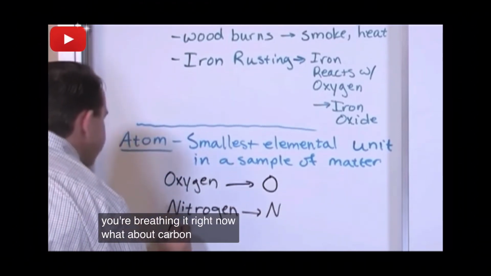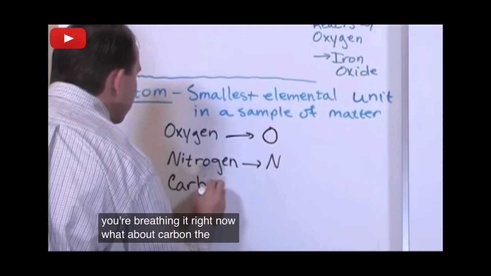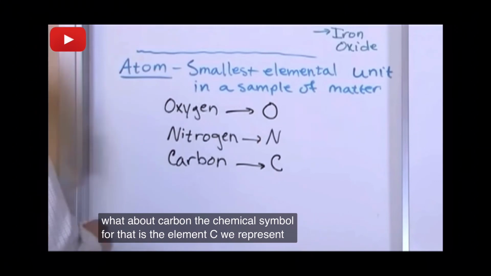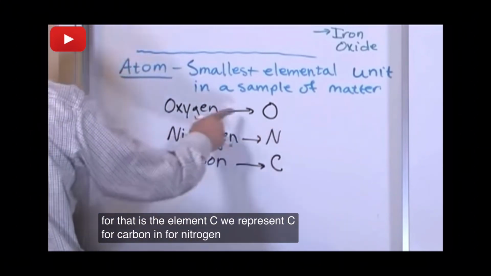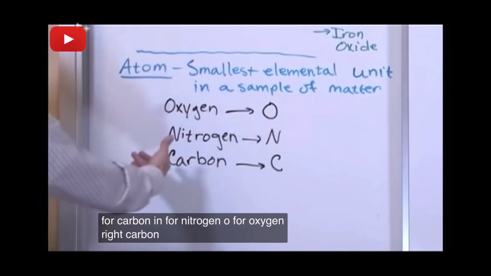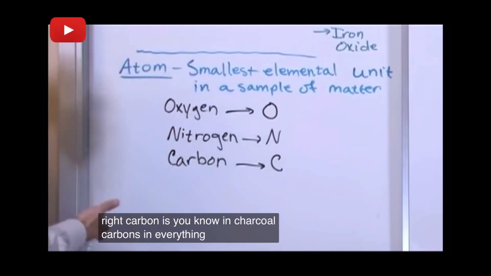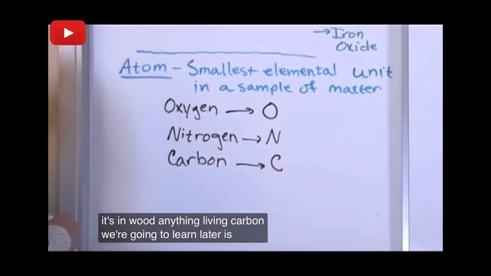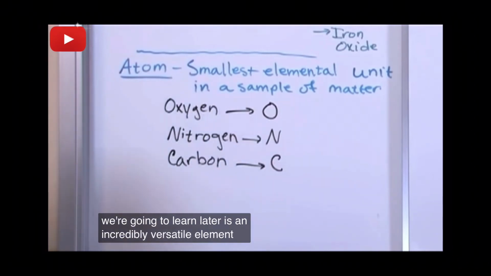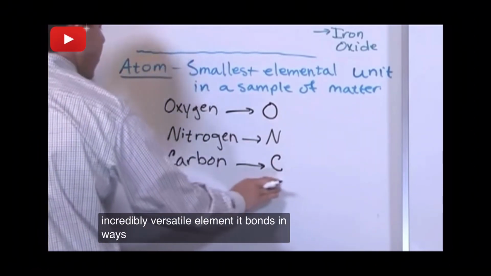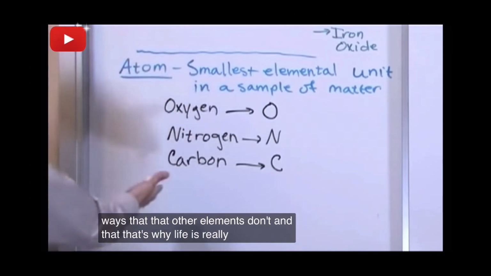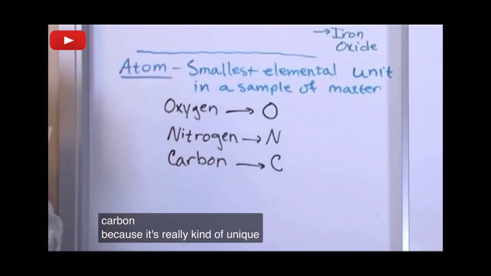What about carbon? The chemical symbol for that is the element C. We represent C for carbon, N for nitrogen, O for oxygen, right? Carbon is, you know, in charcoal. Carbon's in everything. It's in your body, it's in wood, anything living. Carbon, we're going to learn later, is an incredibly versatile element. It bonds in ways that other elements don't, and that's why life is really built on carbon, because it's really kind of unique and kind of cool.